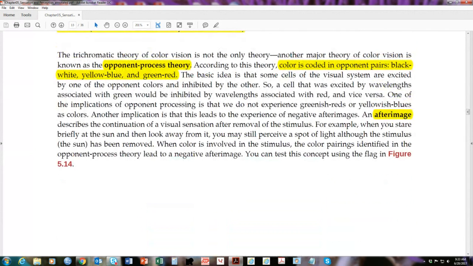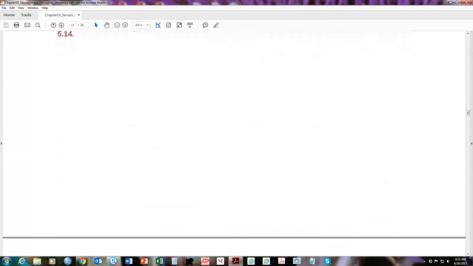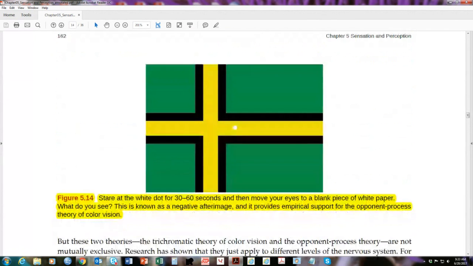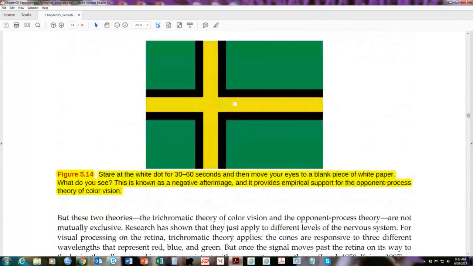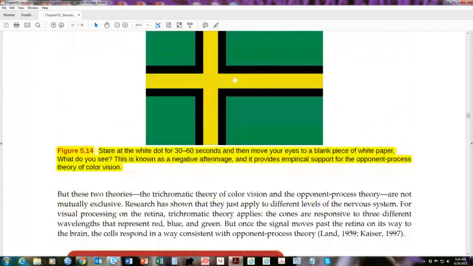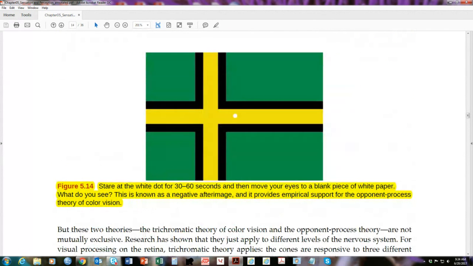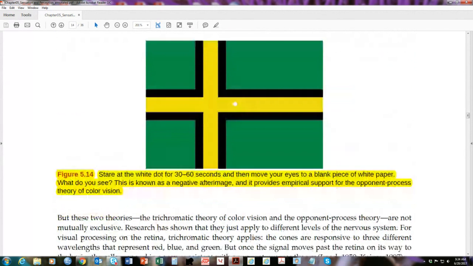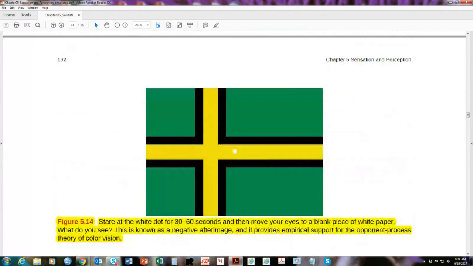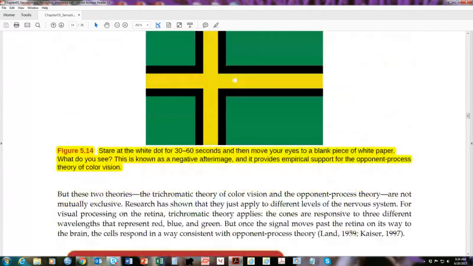Essentially, we're seeing afterimages or opponent afterimages. Sometimes they're called negative afterimages. So we see the opponent afterimages, and based on that, we have determined that there are these three opponent processes. So that's one bit of evidence right there. It's called color opponency, and it can be demonstrated with a simple figure like figure 514.